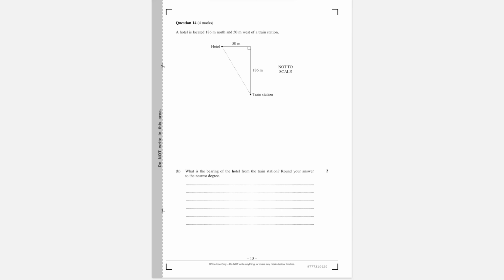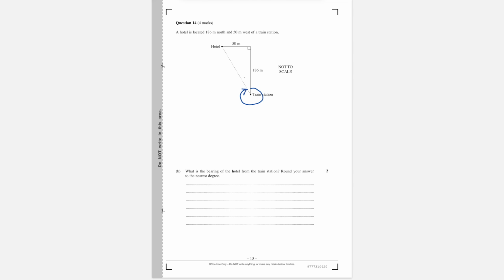Question 14. A hotel is located 186 meters north and 50 meters west of a train station. What is the bearing of the hotel from the train station? Round your answer to the nearest degree. Okay, so what it's asking for is what this angle is all the way around here. All right, that's what we're after.